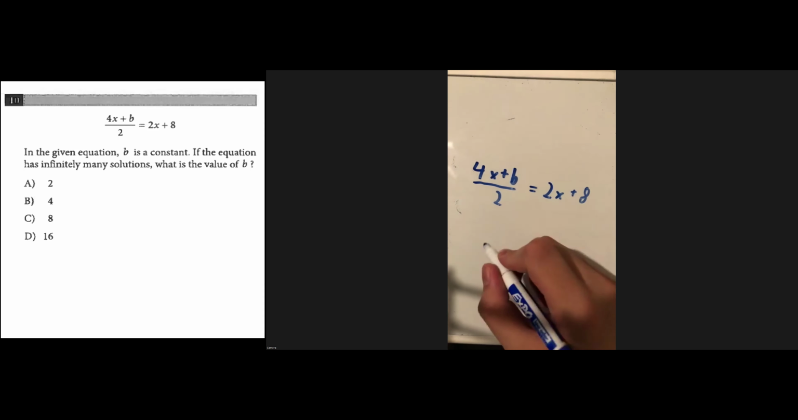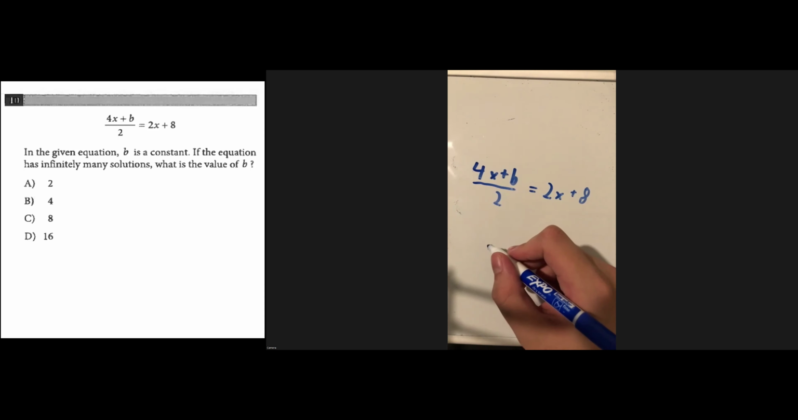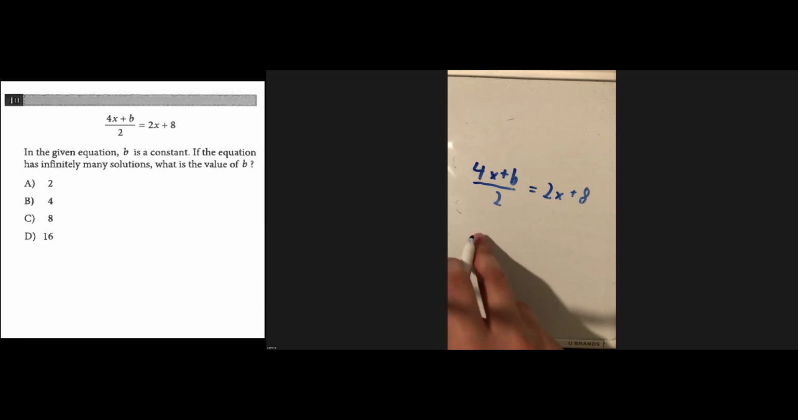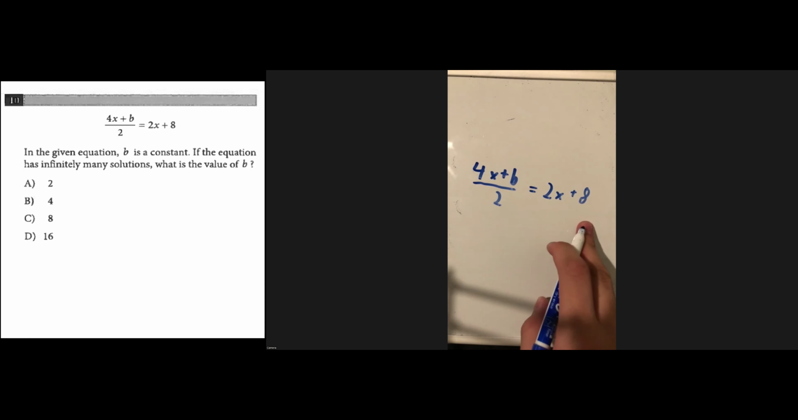Okay, so for question 10, we're told that the equation has infinitely many solutions. That means no matter what you plug in for x, it will always be true. And so for that, we have to have the same exact slope and same exact y-intercept.